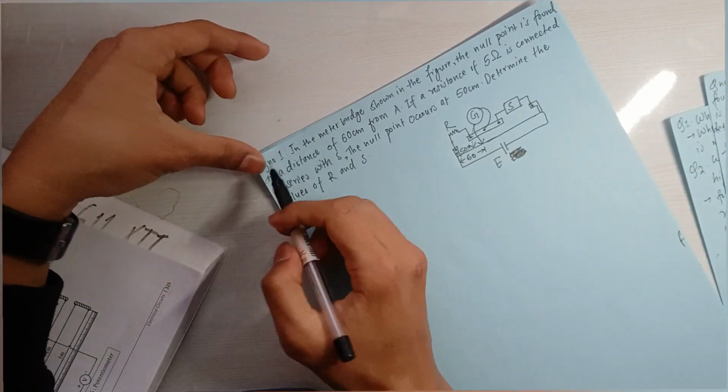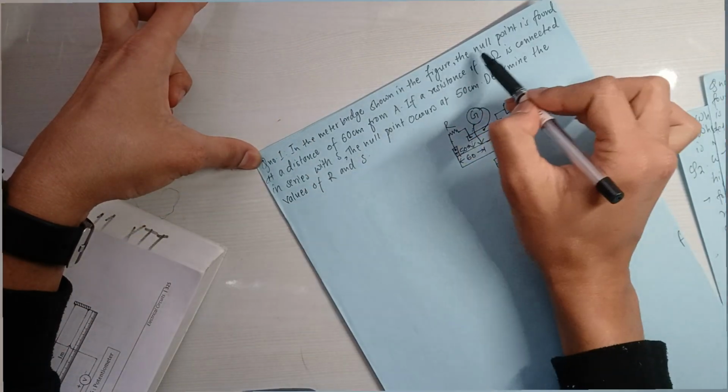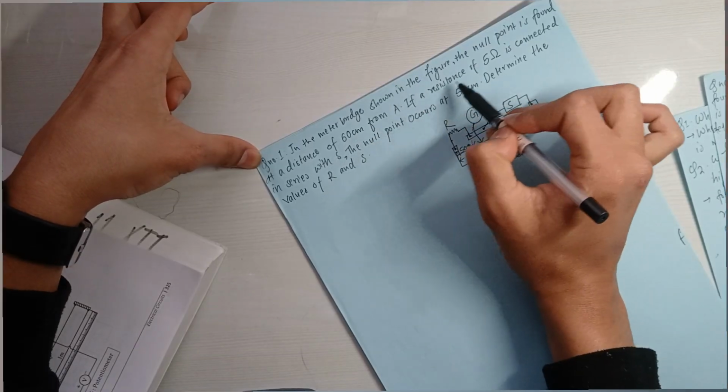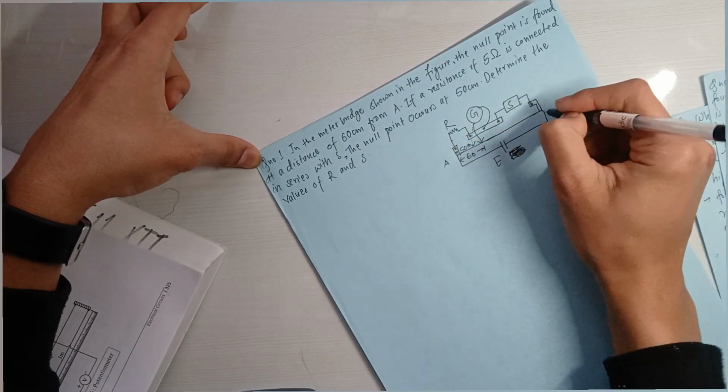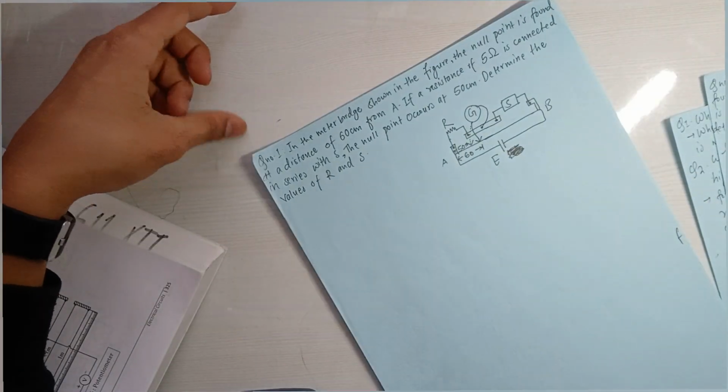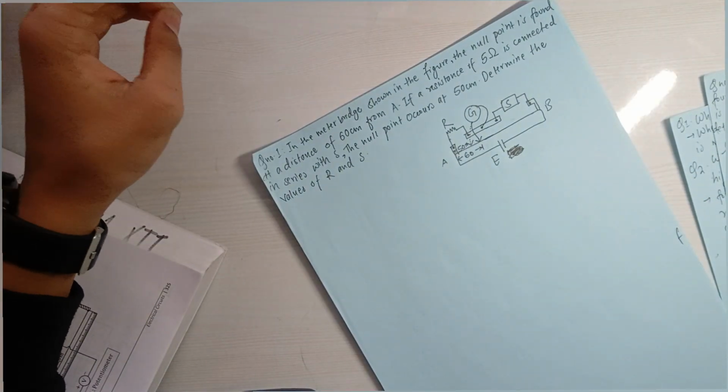The question says, in the meter bridge shown in the figure, the null point is formed at a distance of 60 centimeters from A. This is A and this is B, by the way. If a resistance of 5 ohm is connected in series with S, the null point occurs at 50 centimeters. Determine the value of R.